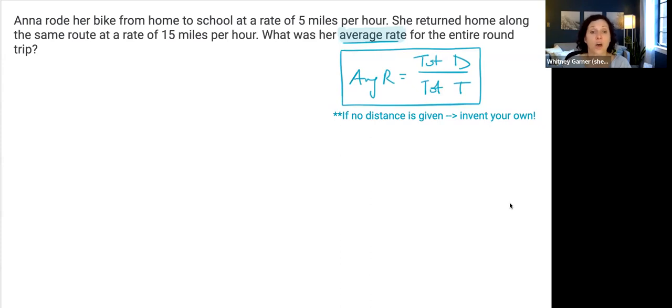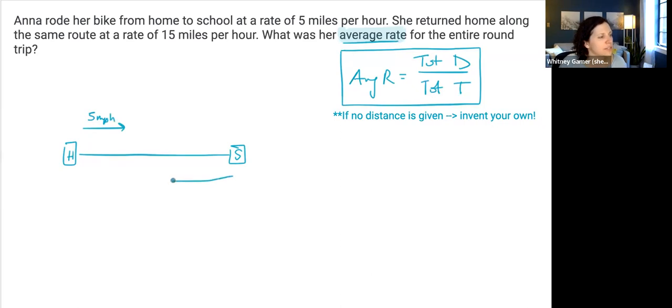Okay. So let's sketch it out for distance problems. Once I'm past the most basic problem, I'm traditionally going to at least draw something. So, here's home. And let's call this school. And she's going to go this direction at 5 miles per hour. She's going to go this direction at 15 miles per hour.